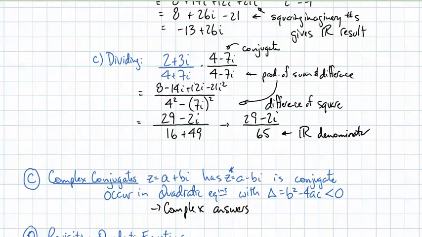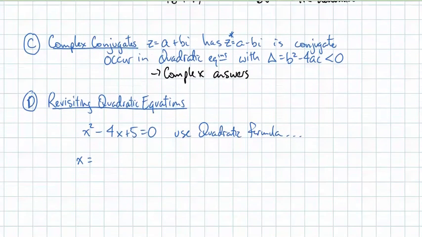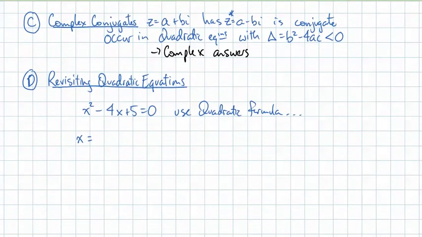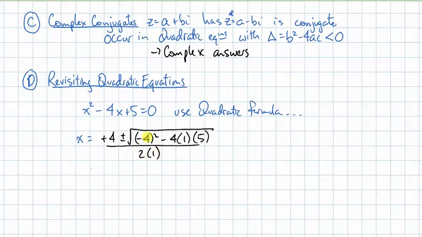Let's look at an example of what this looks like. So we're going to revisit quadratic equations. Here's a quadratic equation. We're going to solve it with the quadratic formula because it's not factorable. So I would write x equals positive 4 plus or minus the square root of negative 4 squared minus 4, a is 1, c is 5. All of that is in a radical, and it's all divided by 2 times a, which is 1.